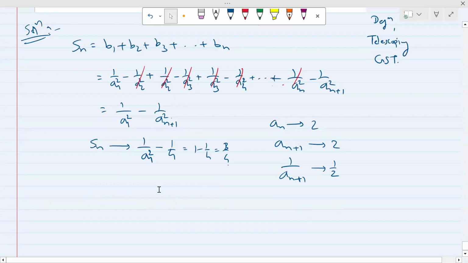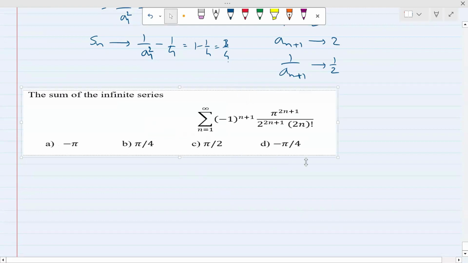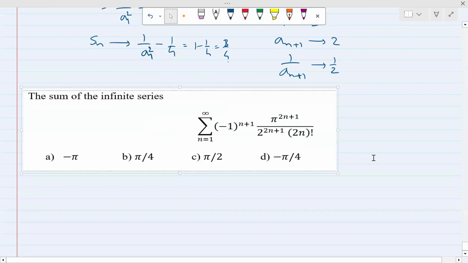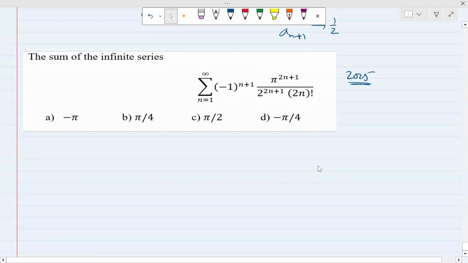Let us do this question. Is it visible? Yes, sir. This is from 2025, the last year's question paper. The sum of the infinite series. See, we do not want to again check whether it is convergent or divergent. It's already given it is convergent, and we want to find its sum. That's it.